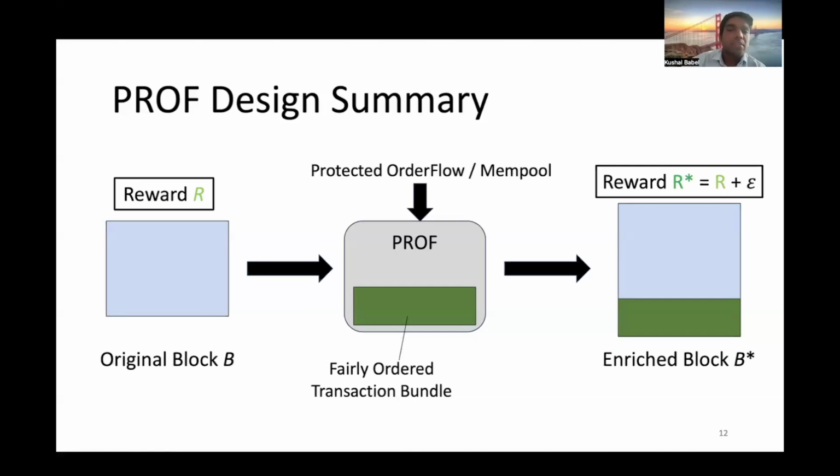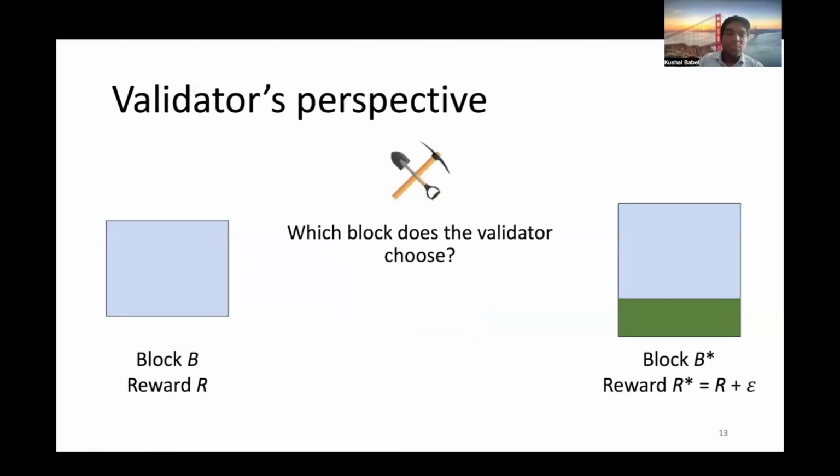Okay. So from a validator's perspective in a slot, at least talking about a single slot here, which block would the validator choose, right? If the block has reward R, and if the block is enriched with PROF and has a slightly higher reward, of course, the validator is going to choose the PROF enriched block.